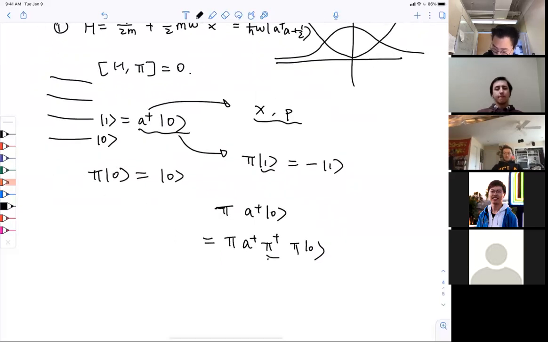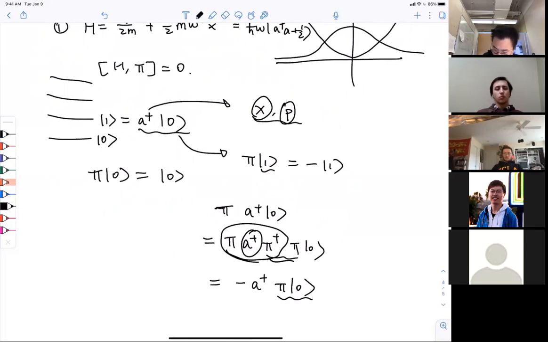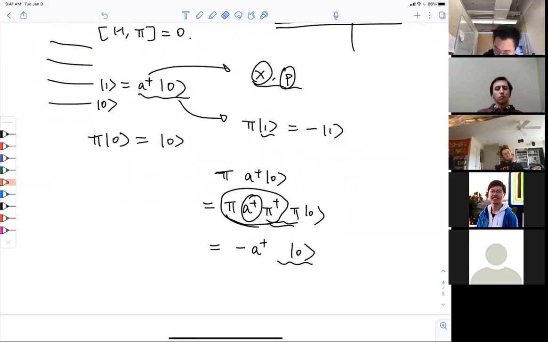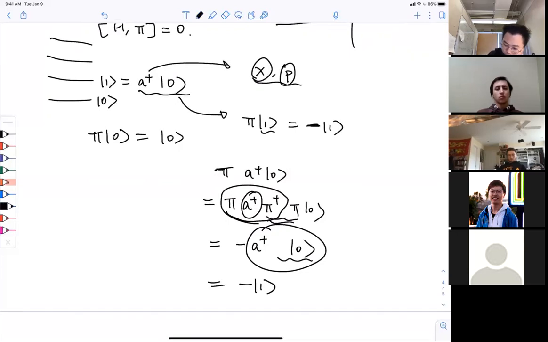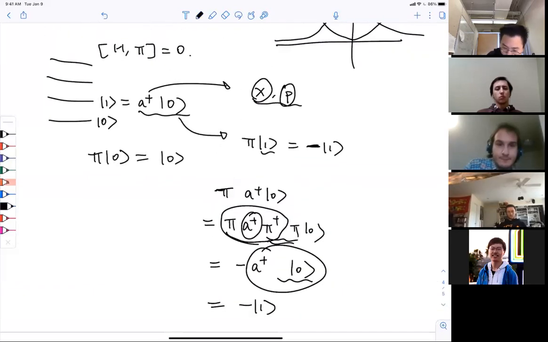I just insert parity here. So this is minus a dagger, because a dagger is linear in x and p, and parity acting on 0 is 0 itself, and this is state 1. So there's a minus sign. You can apply this kind of procedure to the general ket n, and you would get this.